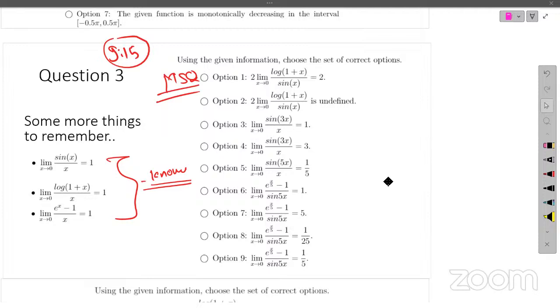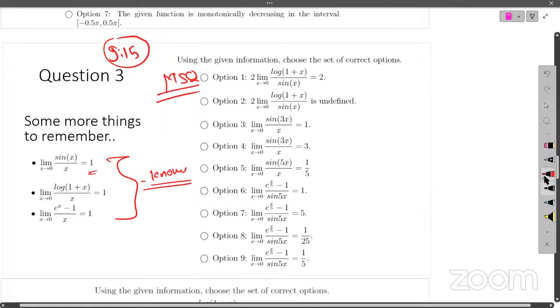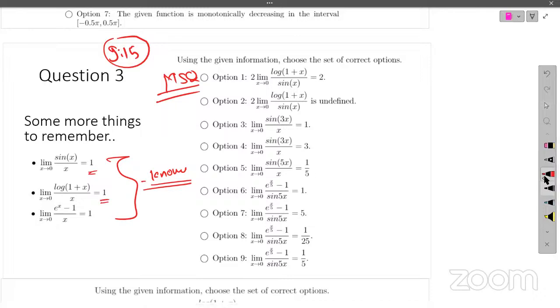Okay, so let's try to solve it. What you have to do is decompose your limits into some of the known limits. Here the limits known to us are: limit x going to 0 of sin x upon x is equal to 1, limit x going to 0 of log of 1 plus x upon x is equal to 1, and limit x going to 0 of e to the power x minus 1 upon x is equal to 1. Now we will use these three limits to compute the other limits.